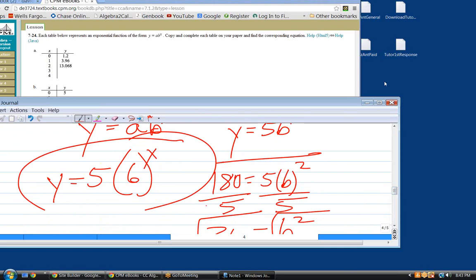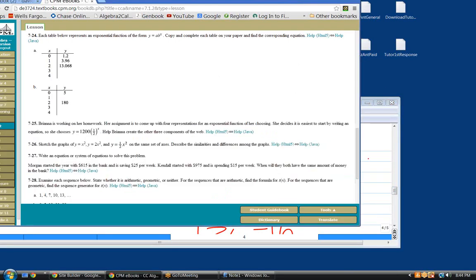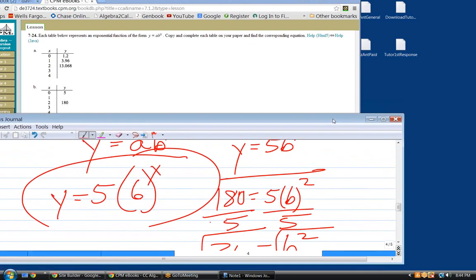Okay, so how am I going to complete this table? What goes right there? What number? 5 times 6 to the first power. Okay, what is that number? That's 30 to the first, so it's just 30. Exactly. So that's what goes there, is 30. What goes here? 30 times 3. Or, yeah.